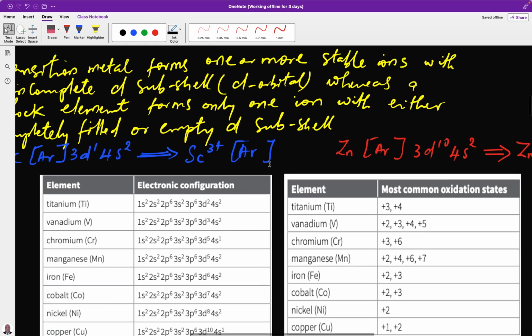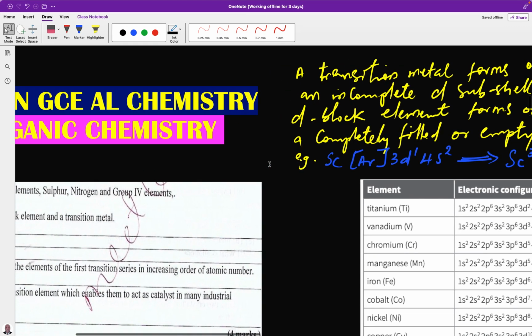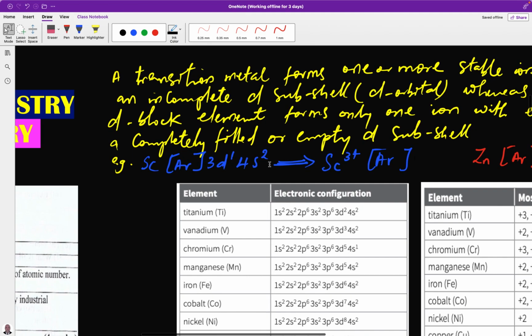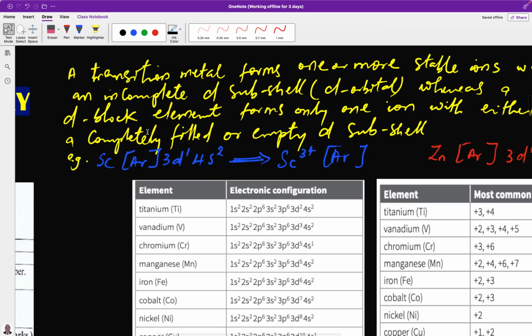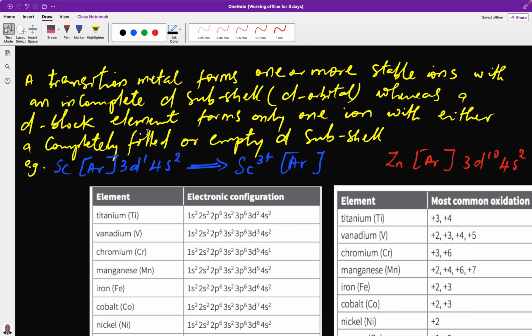Now, the question says distinguish between a D block element and a transition metal. Not all elements in the D block are transition metals. And that is why I am saying that a transition metal forms one or more stable ions with an incomplete d subshell, with a d orbital, whereas a d block element forms only one ion with either a completely filled or an empty d orbital.